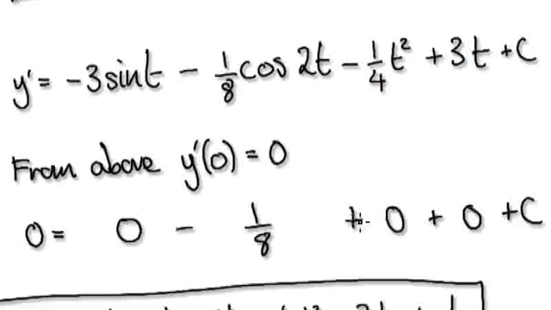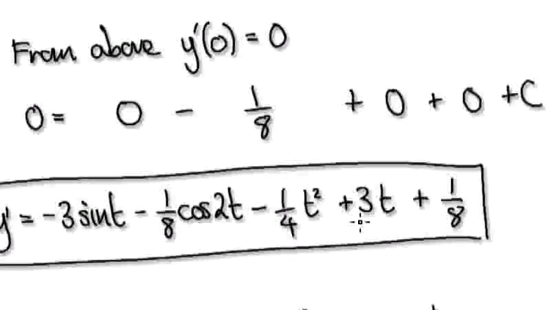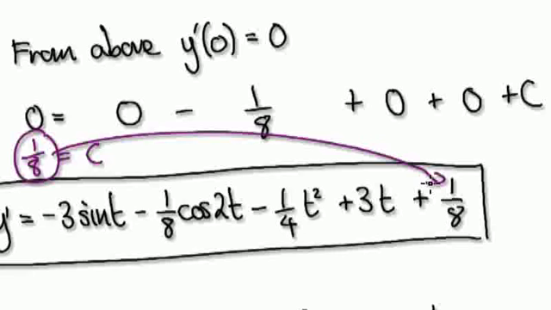It's just a matter of finding out c. So c is positive. So c equals positive 1 over 8. So now we can put this into the above here.